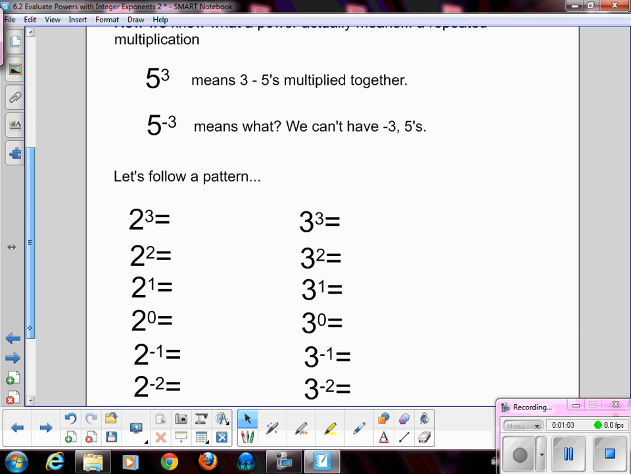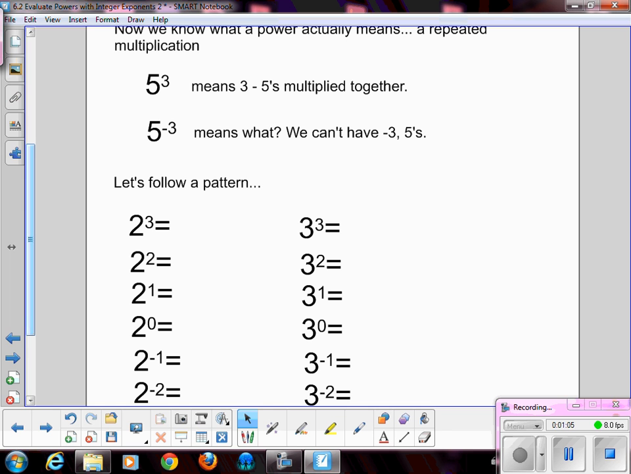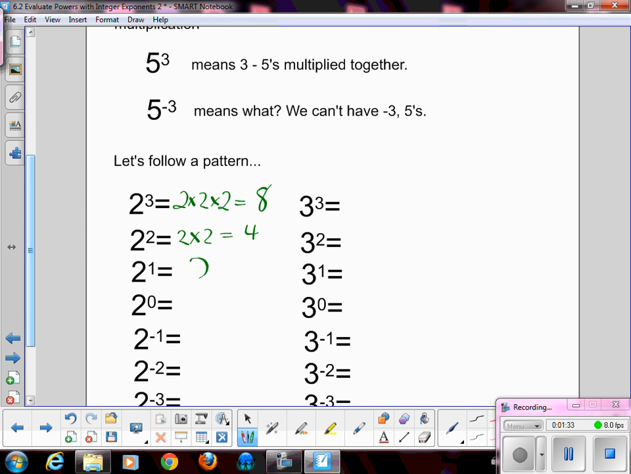Okay, so first of all, if we look at the 2 column first. So 2 cubed, we know is the same as 2 3 times, right? And we also know that that's the same as 8. Okay, 2 squared, we know that's 2 times 2, and we know that is 4. So I'm not going to keep repeating those. Okay, so 2 to the power 1 is 2. And we know 2 to the power 0 is 1. So let's look at this pattern so far.